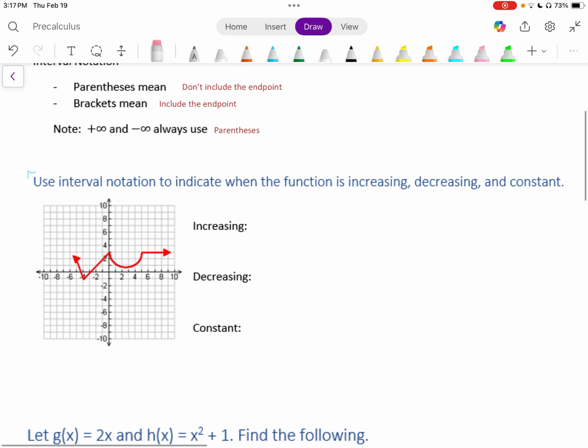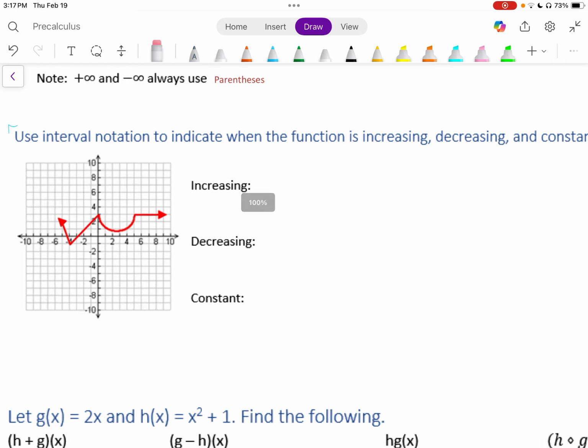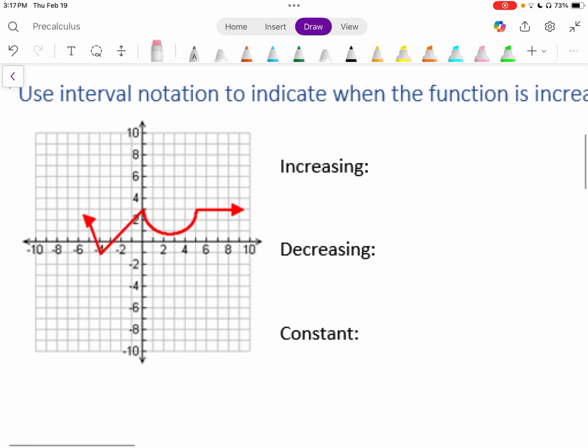So let's take a look at an example where we want to use interval notation to indicate when the function is increasing, decreasing, and constant. So zoom this in a little bit. When is this function increasing? Looking left to right, I'll just color over this in green. When we write the interval notation, we always use the x values. So this is increasing, and -4 is the lowest part. So it's increasing from -4 all the way up until 0.